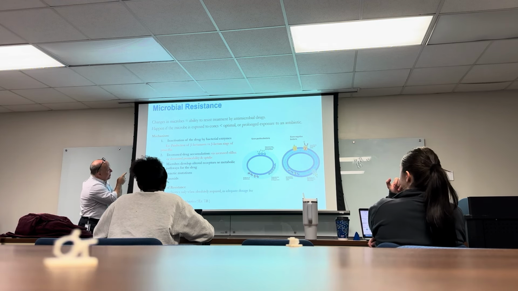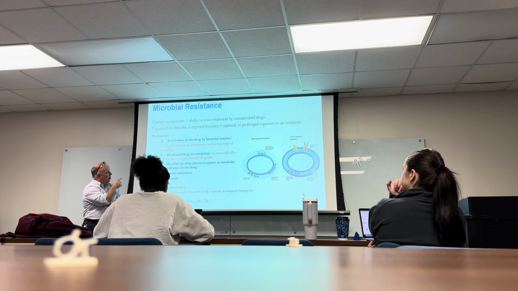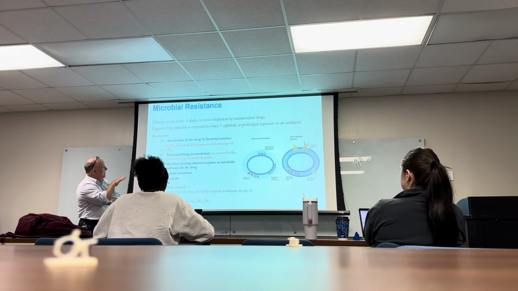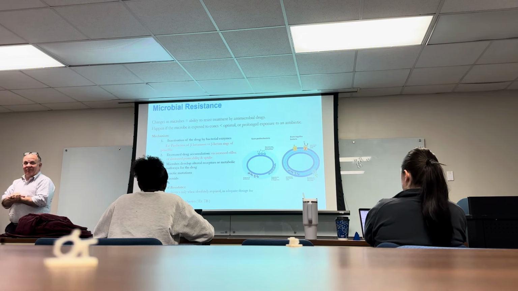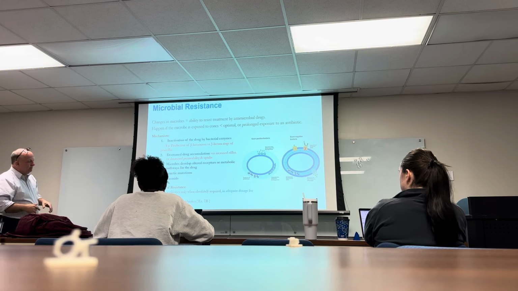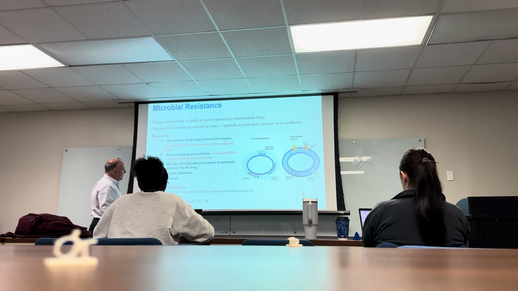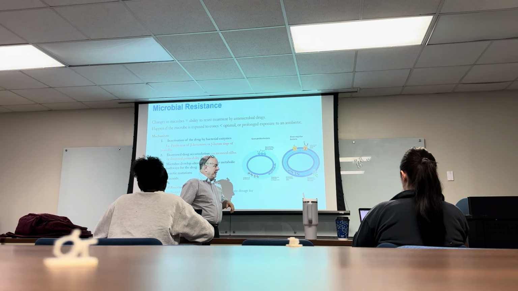Mechanisms: inactivation of the drug by bacterial enzymes. So we'll talk about beta-lactamases in a minute. But production of beta-lactamases versus beta-lactam rings in penicillin, where it actually destroys the beta-lactam ring. So the beta-lactam is no longer effective. Decreased drug accumulation via increased efflux or decreased permeability and uptake.